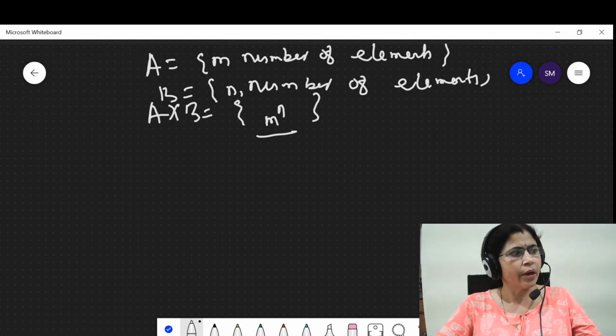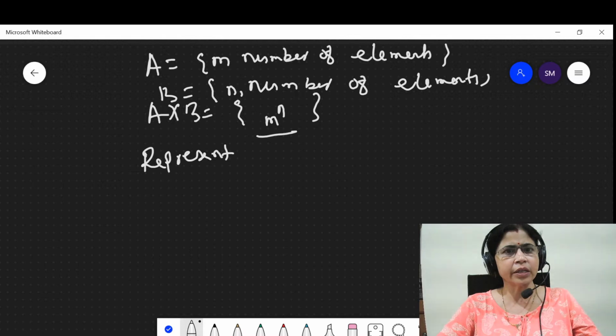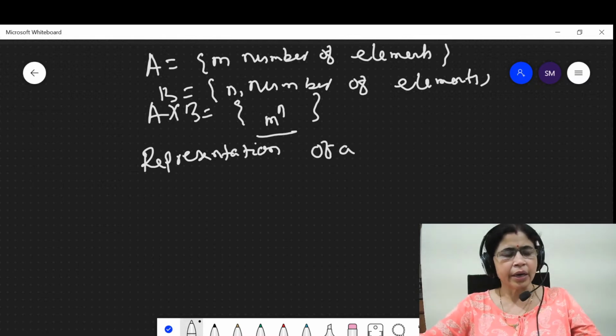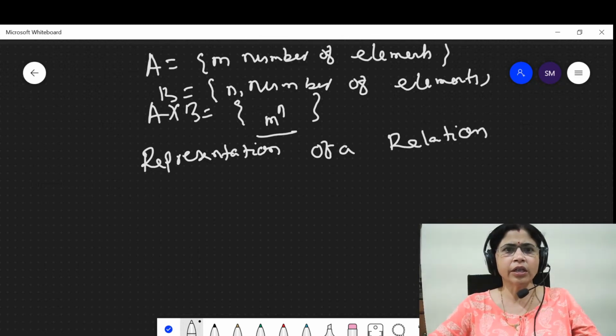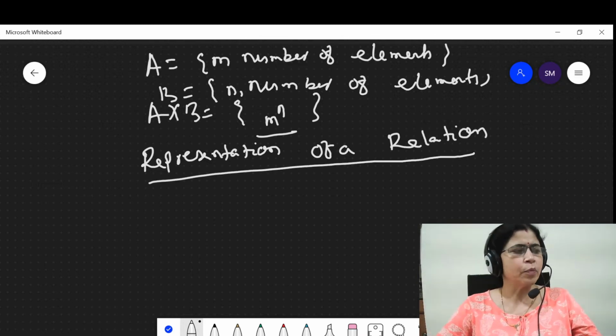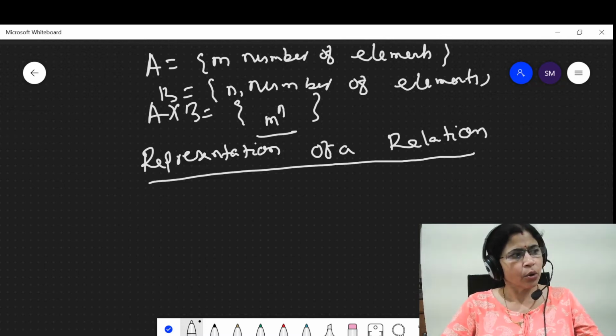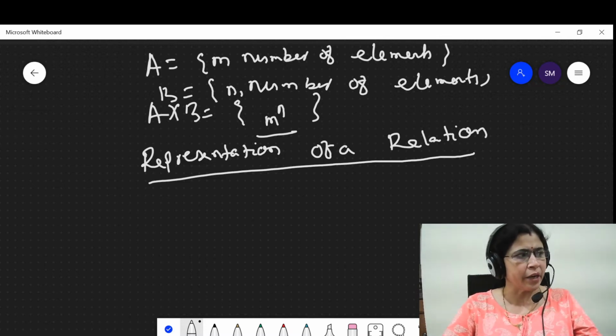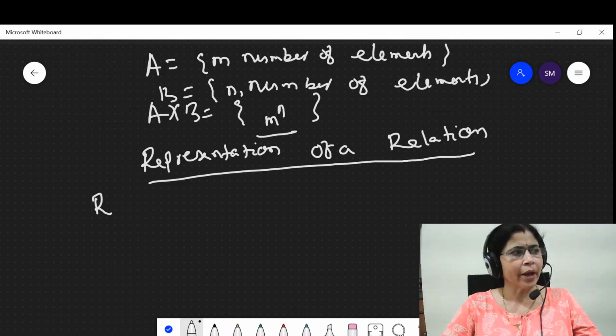Now, representations of relations. How can we represent a relation? Representations of a relation are the roster form and the set builder form. What do you mean by roster form?